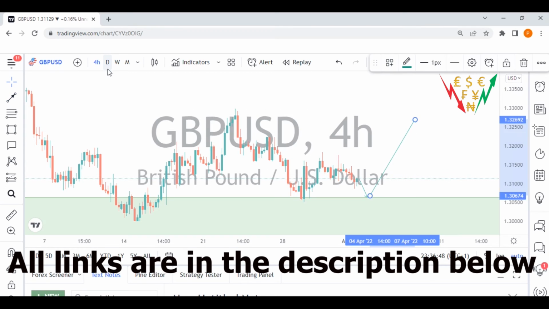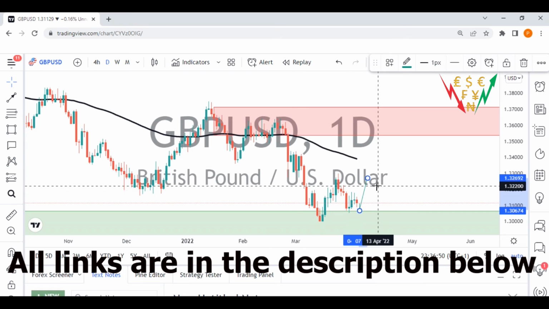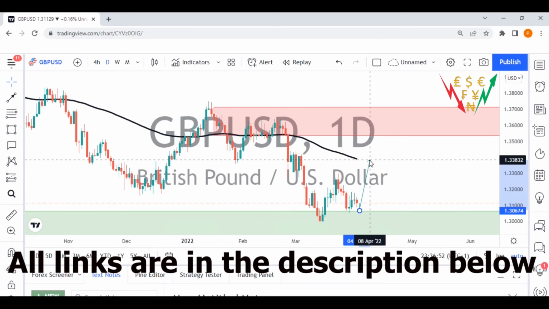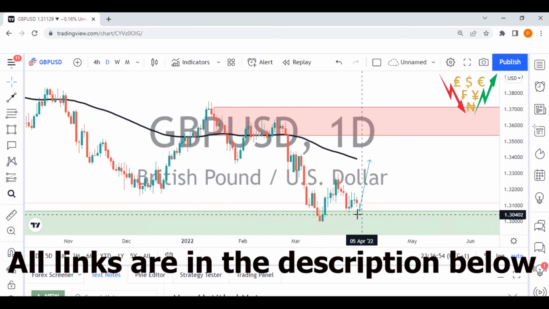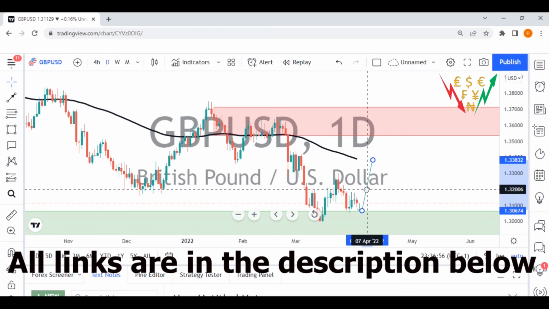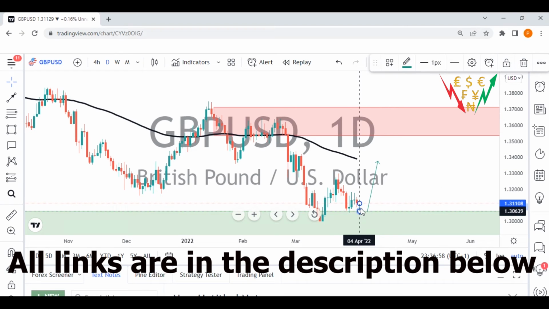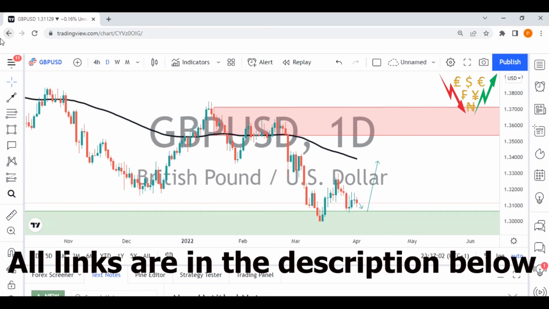Upwards into this level at least, right? Into this level. So this wouldn't be a bad idea, a bad risk to reward. So let's keep it very objective and simple.